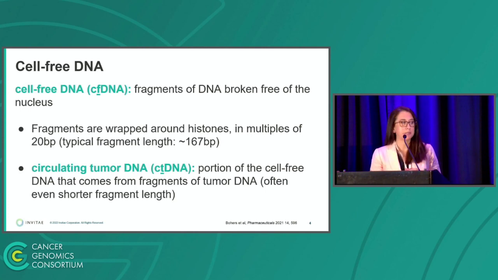It degrades very quickly. Circulating tumor DNA, if a patient has cancer, there may be DNA that has also broken free of the nucleus from tumor cells and made its way into the circulation. And so ctDNA is a portion of the cell-free DNA in patients who have cancer. It is typically a shorter fragment than the background cell-free DNA.